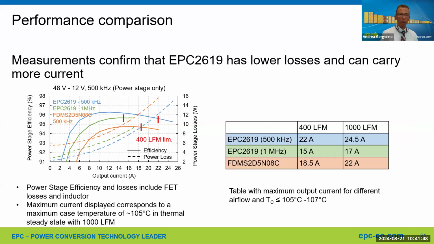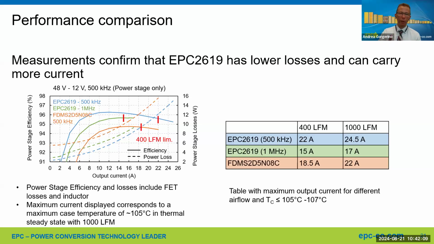And what you see here is basically the chart showing both efficiency and losses of the power stage, which is basically the FETs and the inductor. So please notice the inductor was not included in the previous analysis of the losses. That's why the numbers are a little bit different also. But it confirms what we have discussed.